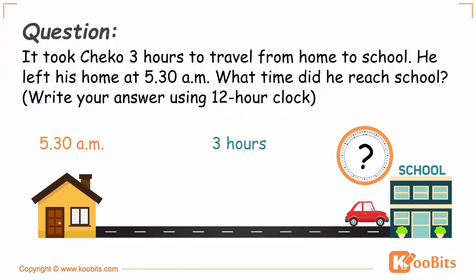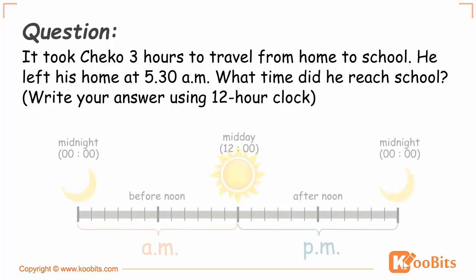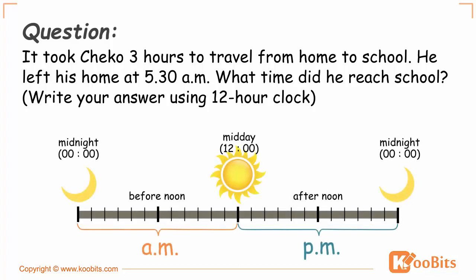The question asks us to find the time Chico reached school. It also reminds us to use the 12-hour clock notation. Do you recall what the 12-hour clock is? Time in the 12-hour clock notation states the part of the day in terms of AM and PM. Alright, now that we've understood the question, let's move on to solve this word problem.